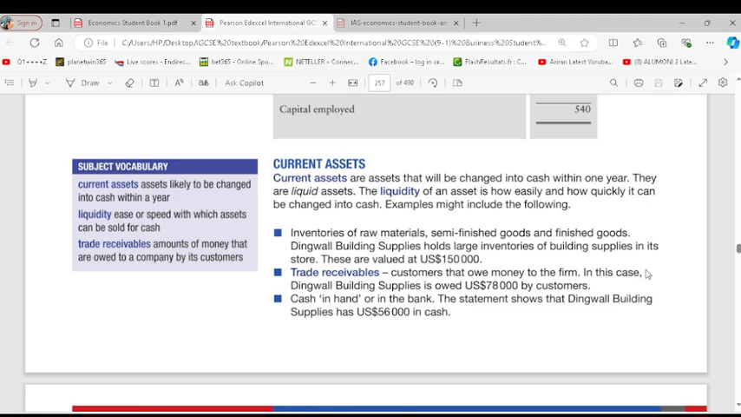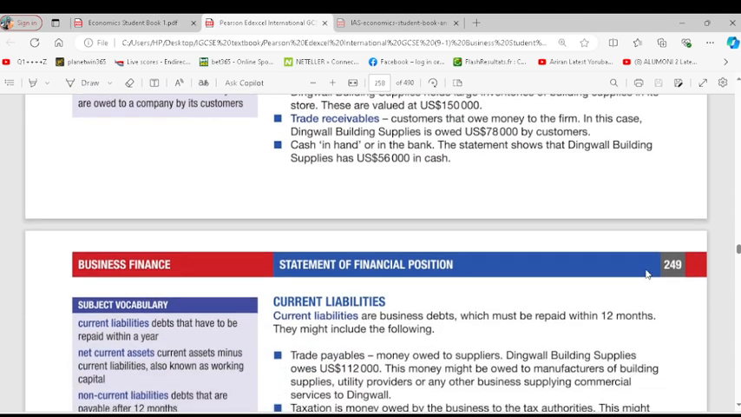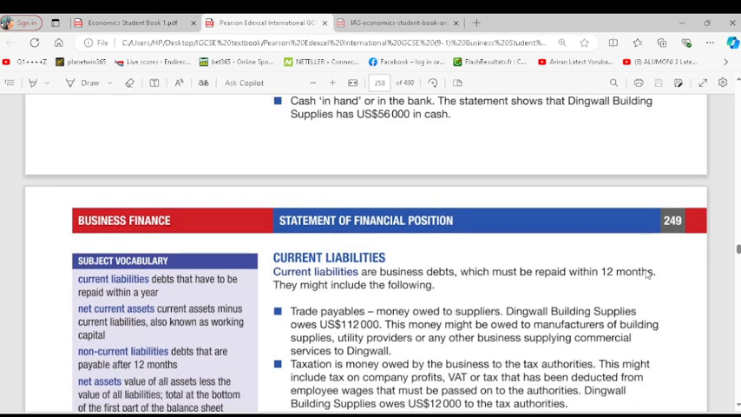Trade receivables, your credit customers, they have to pay within a year. Yes or no? Your credit customers, they have to pay. Yes or no? So because they have to pay within a year, they are part of current assets. Clear? Cash in hand, the money you have in cash at hand, cash at bank, the money you have in the bank. You use them for transactions, yes or no? Yes. Is that clear? So that's current assets and non-current assets.